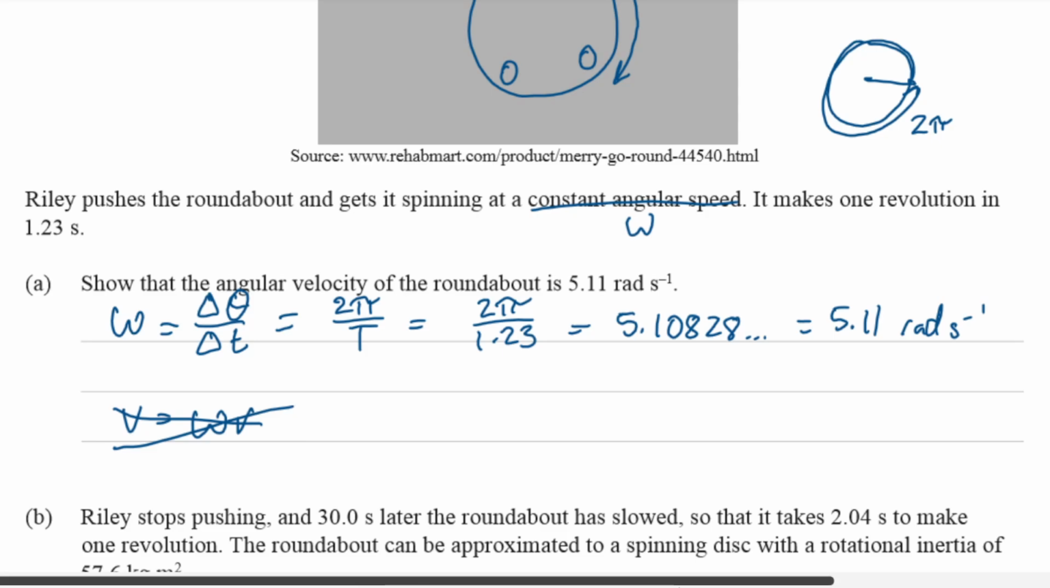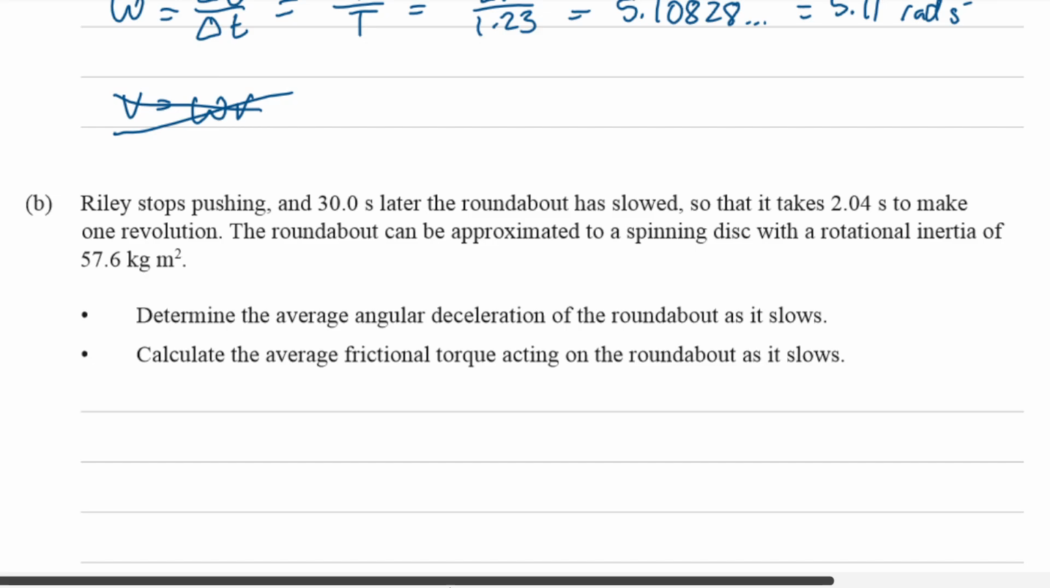All right, part B. Okay, after Riley gets a bit tired, he stops pushing, and 30 seconds later, the roundabout has slowed so that it takes 2.04 seconds to make one revolution. So notice that's a greater time period, right? So it has indeed slowed down. It can be approximated by a spinning disk with a rotational inertia of 57.6 kilogram meters squared. Two parts: determine the average angular deceleration, and then calculate the average frictional torque.